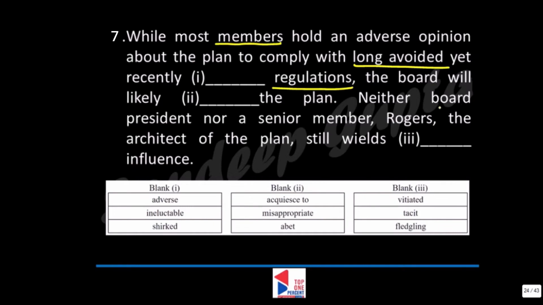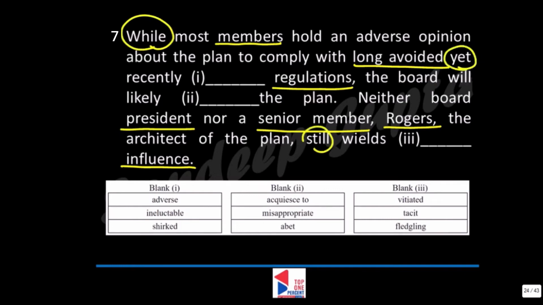There is one person who is neither the president now nor even a senior member. Maybe he was the president earlier. He wants those things in practice. So there is no way to avoid these. This is what is being talked about, because the word while also means a contradiction. In this case, yet means a contradiction and still means a contradiction. So let's see. While most members hold an adverse opinion about the plan to comply with long avoided yet recently. So now they can't skip. They have been skipping or avoiding this for a very long time.